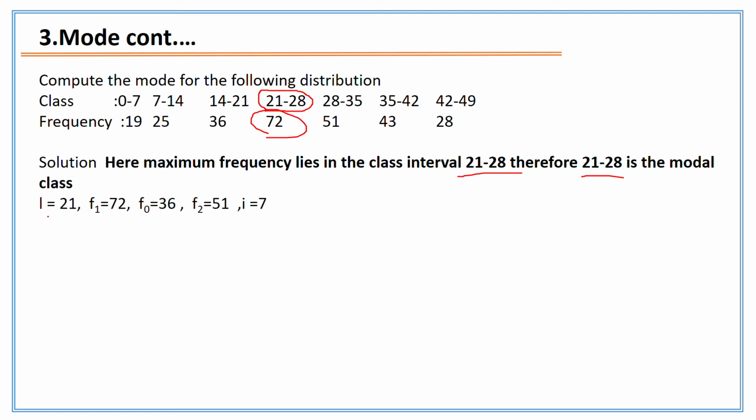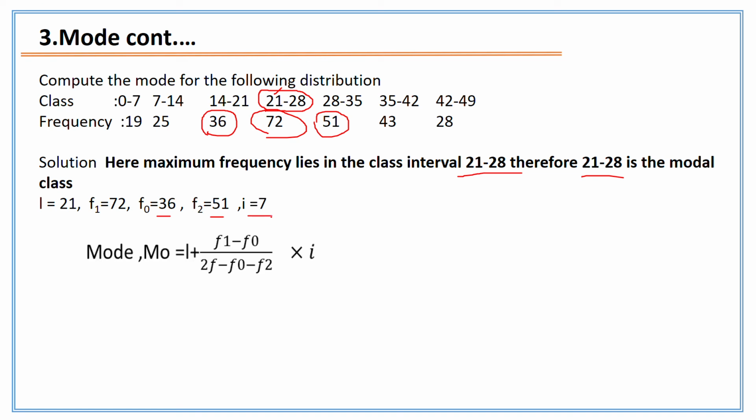Here L is what? The lower limit of the modal class, which is 21. f1 is 72, which means the frequency of that modal class, which is here 72. f0 is the frequency one class before the modal class. Our modal class is this, and the frequency one class before the modal class is 36. So f0 is 36. f2 is the frequency of the class just after the modal class, which is 51. So f2 is 51, and i equal to 7 is the class interval.